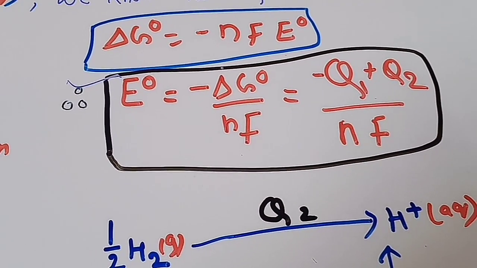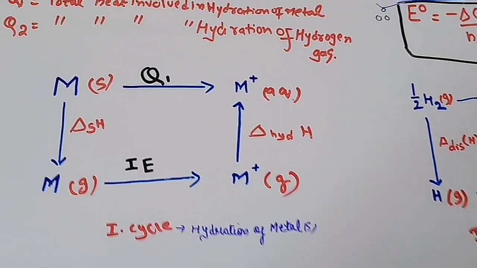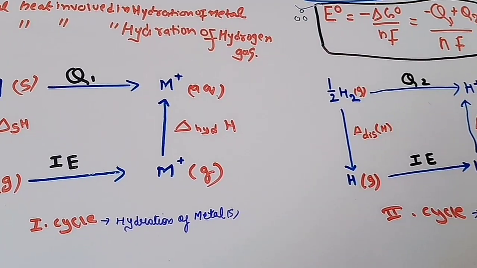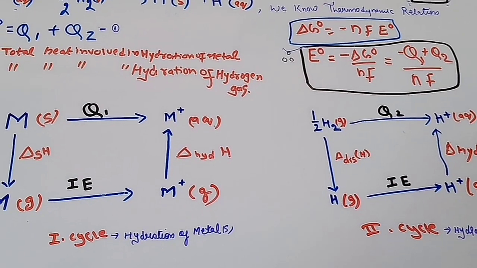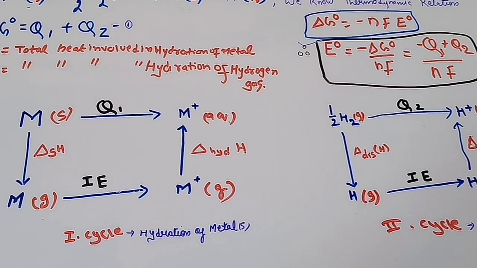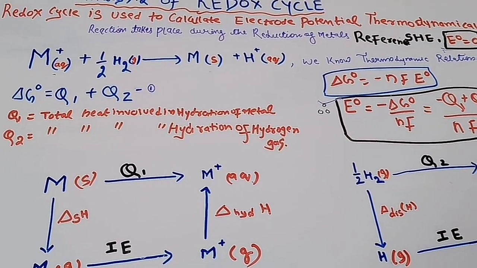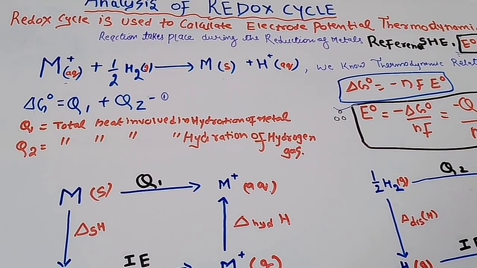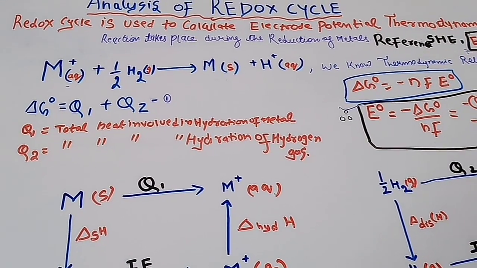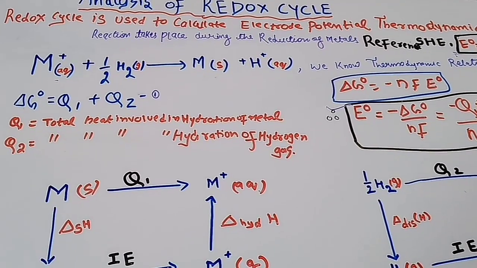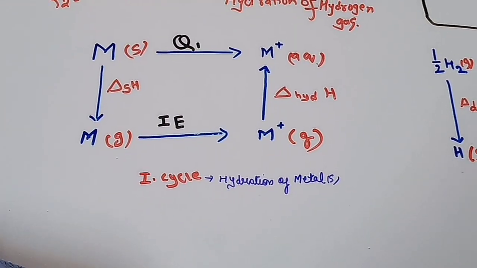To explain this, we have to first study the first cycle and then the second cycle, and by combining the heat involved in both cycles, we can find the free energy change and calculate the value of the electrode potential by using the redox cycles thermodynamically. So what is the main purpose of the redox cycle? We can calculate electrode potentials thermodynamically with the help of the redox cycle. Now let us start the analysis of the first.